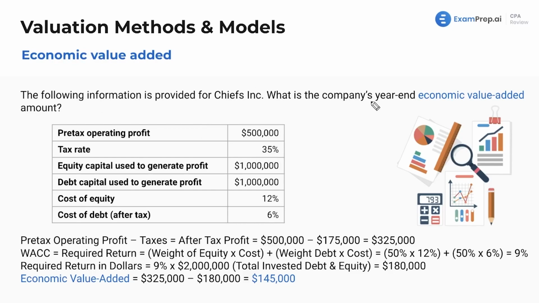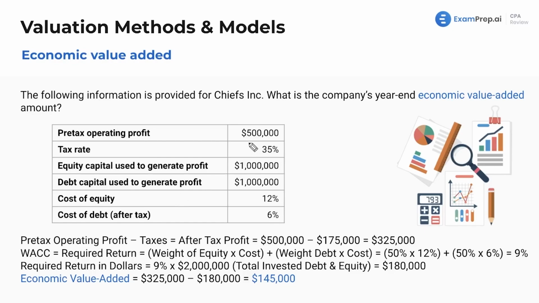Now, what is that company's year-end economic value added amount? Same formula relatively, right? It's your profit minus your outflows, but minus your required return. Obviously, this takes into account taxes as well. And how do we do this?